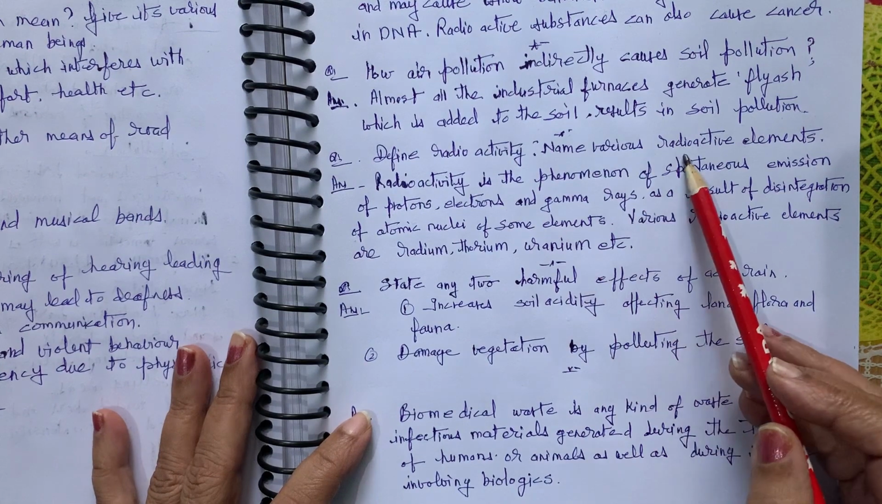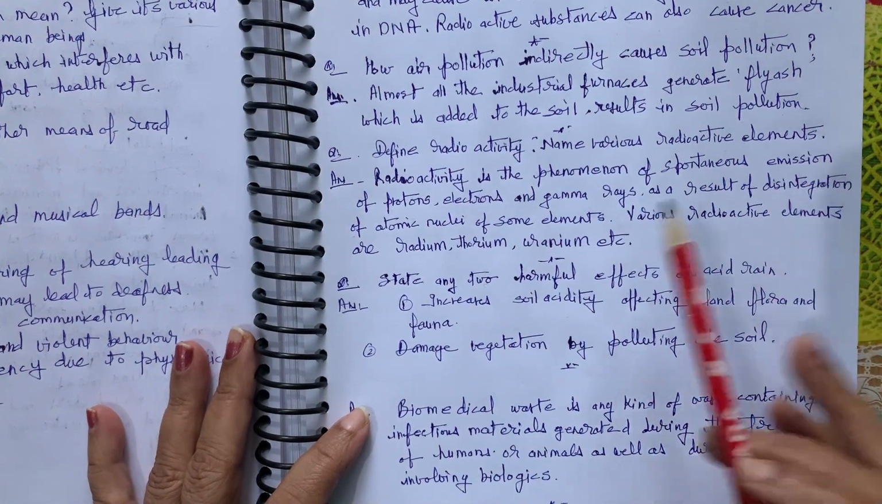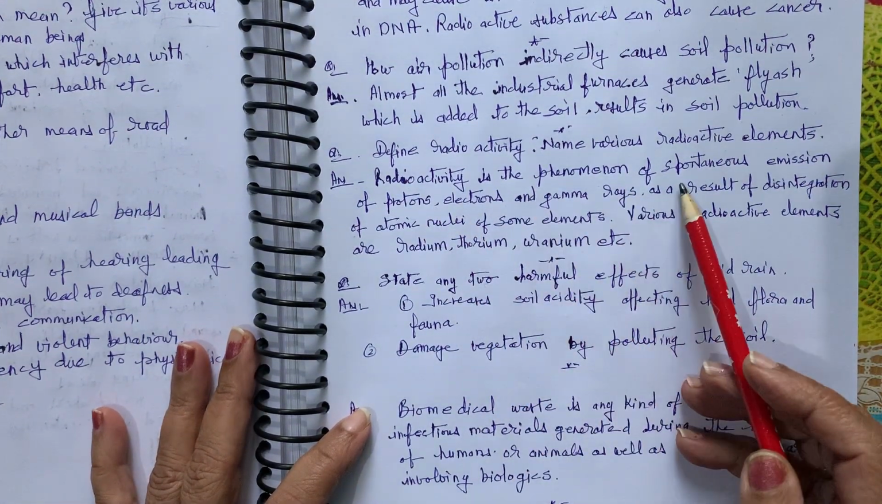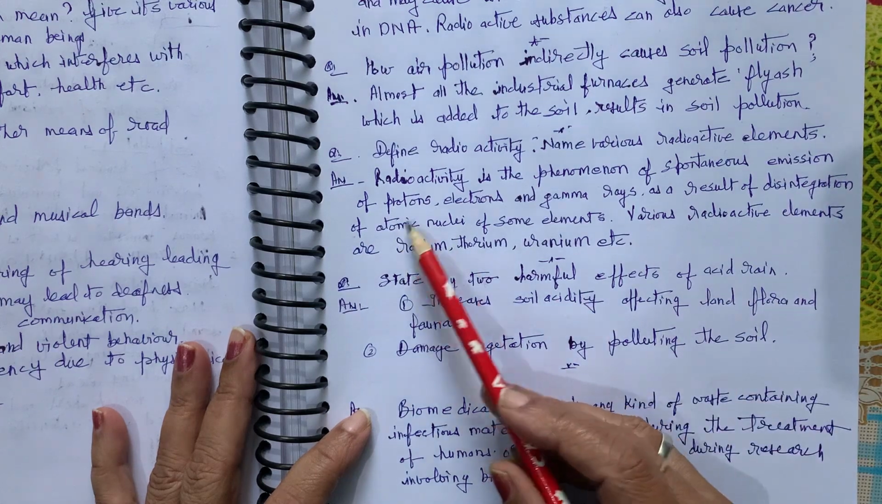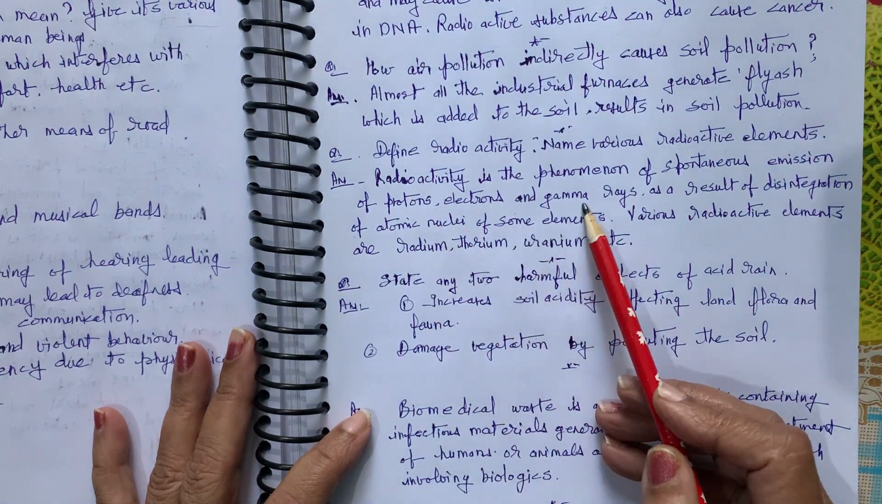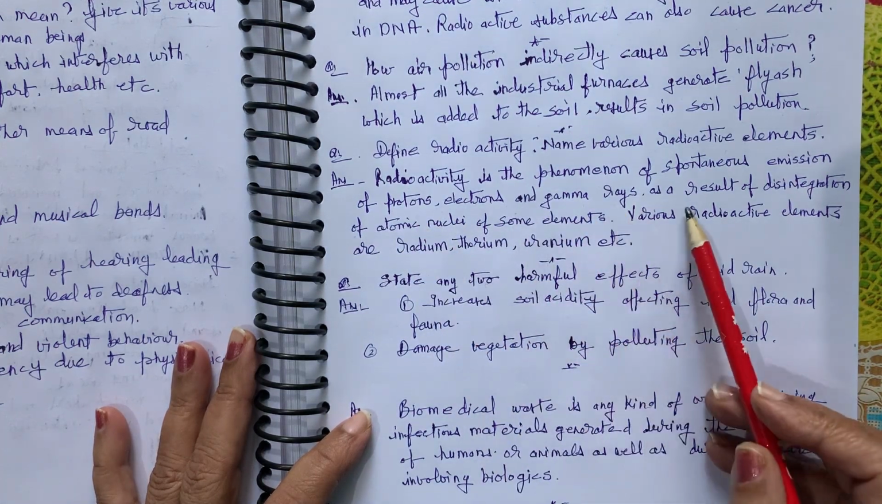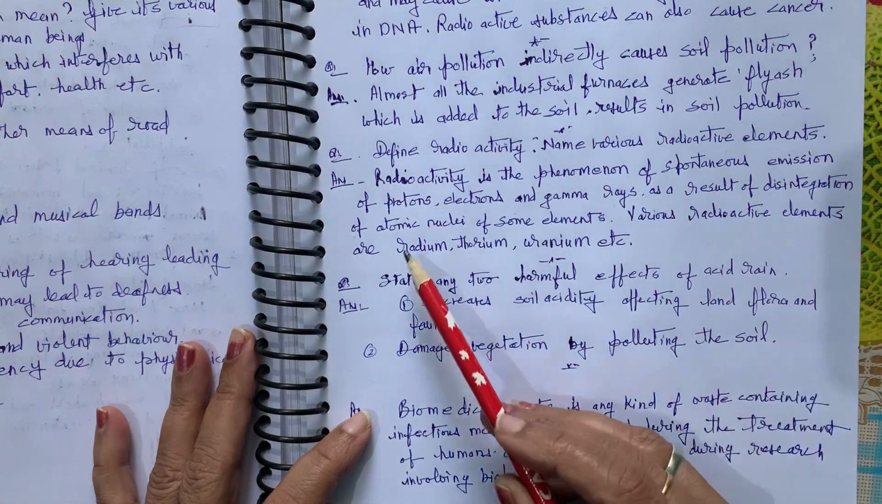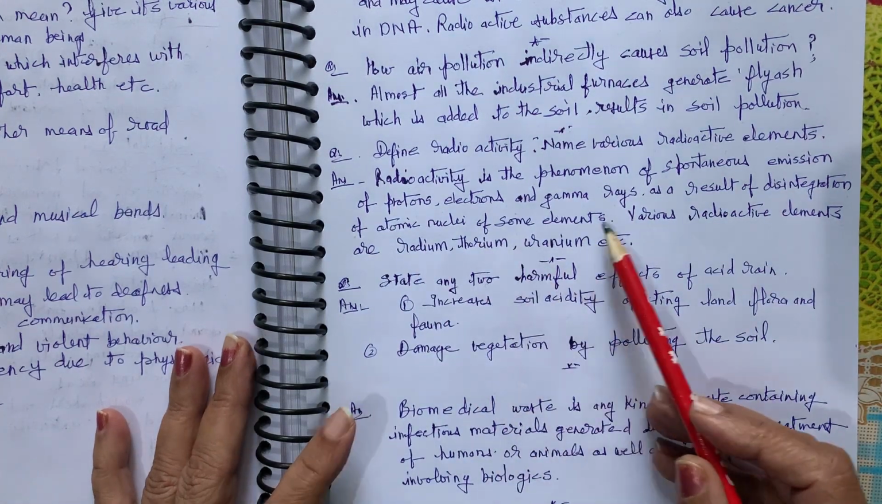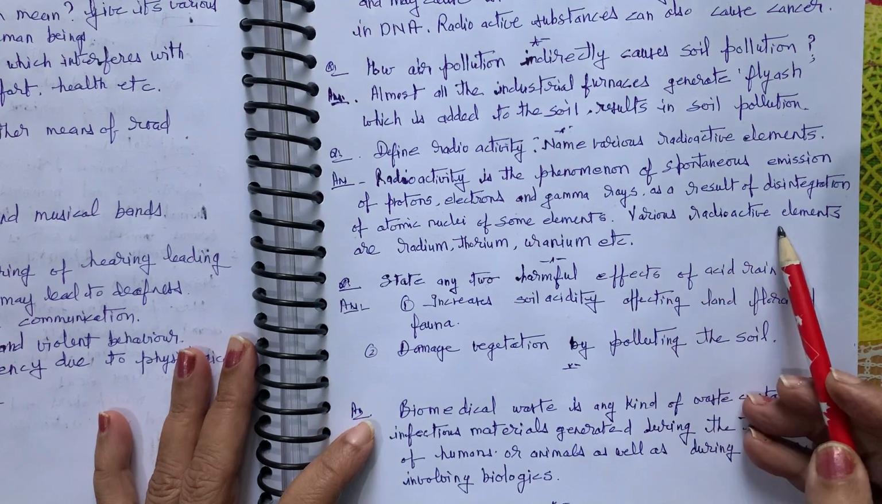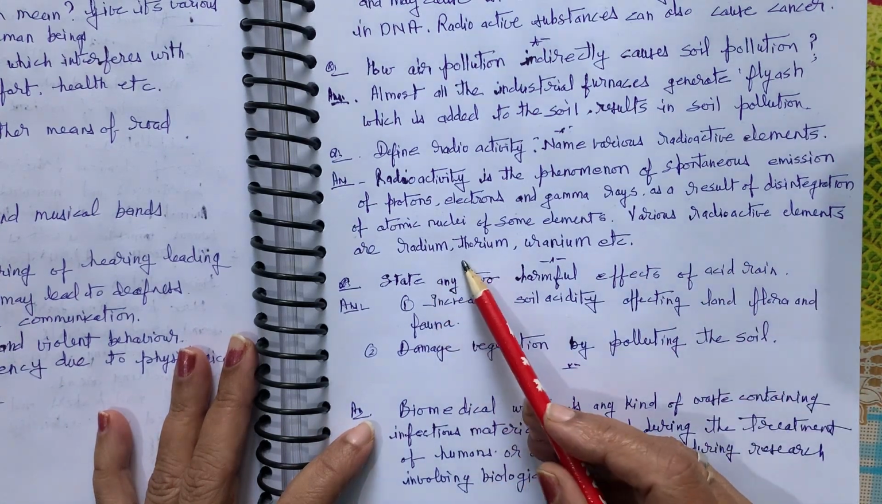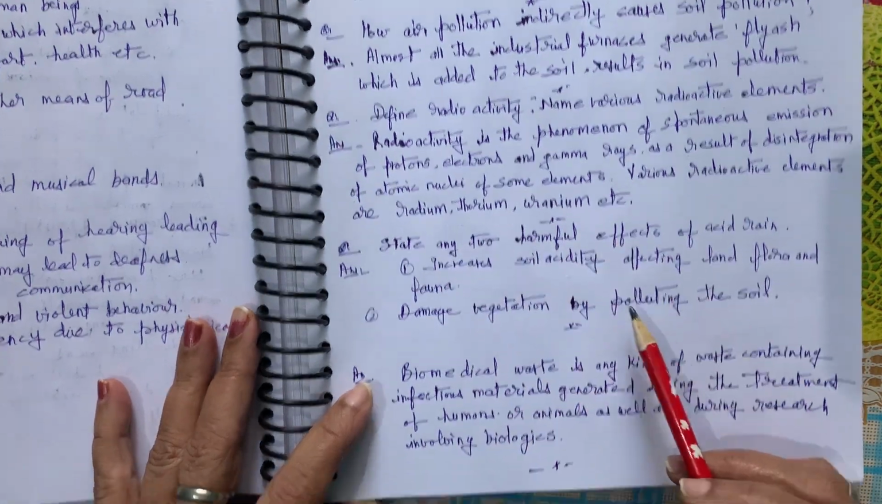Define radioactivity, name various radioactive elements. Radioactivity is the phenomenon of spontaneous emission of protons, electrons, and alpha, beta, and gamma rays as a result of disintegration of atomic nuclei of some elements. Various radioactive elements are radium, thorium, uranium, etc.